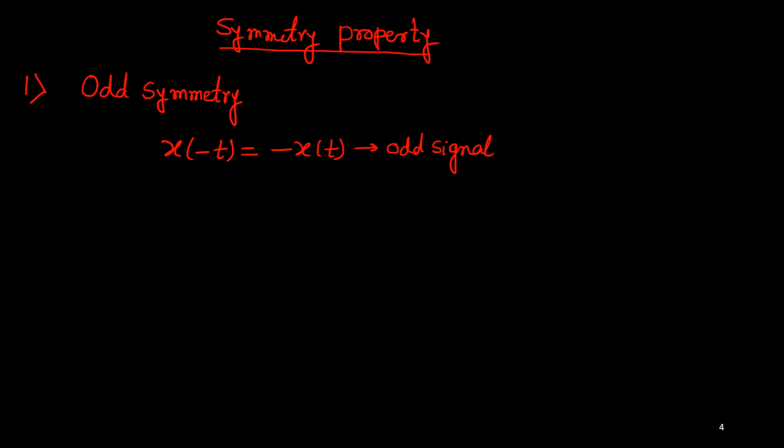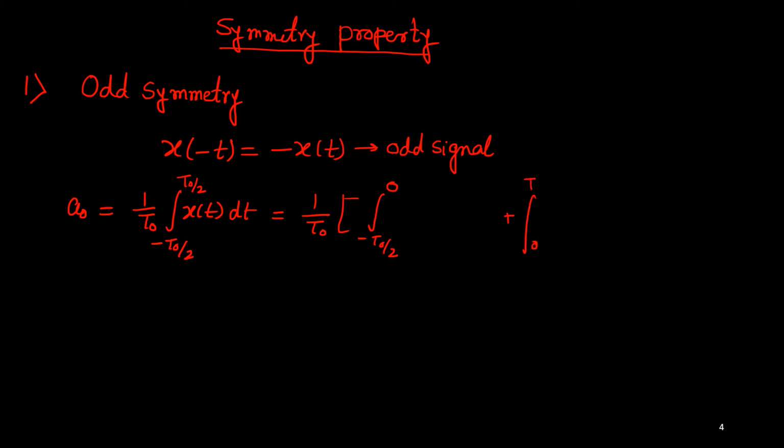Okay, now if it is an odd signal, then you see a0. What is a0? a0 is 1 upon t0. Now you have to integrate the signal xt over one time period t naught. Okay, that time period, suppose I am considering minus t naught upon 2 to plus t naught upon 2. So if we do that one, so now this integral we can consider in two parts. One is from minus t0 upon 2 to 0, right? Another one we'll consider from 0 to t0 upon 2. So here the xt dt, it is also xt dt.